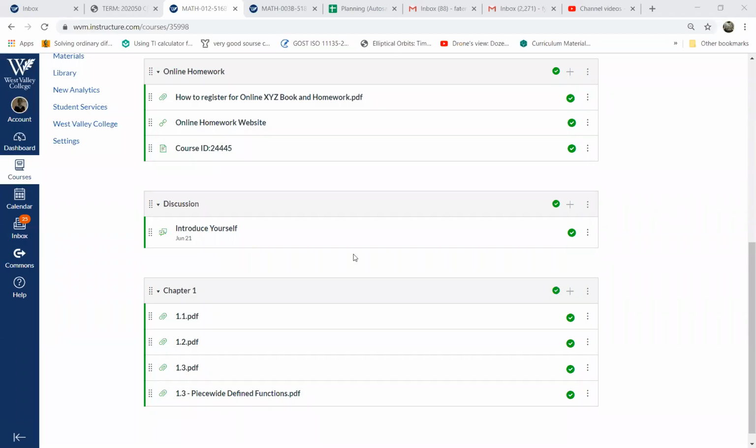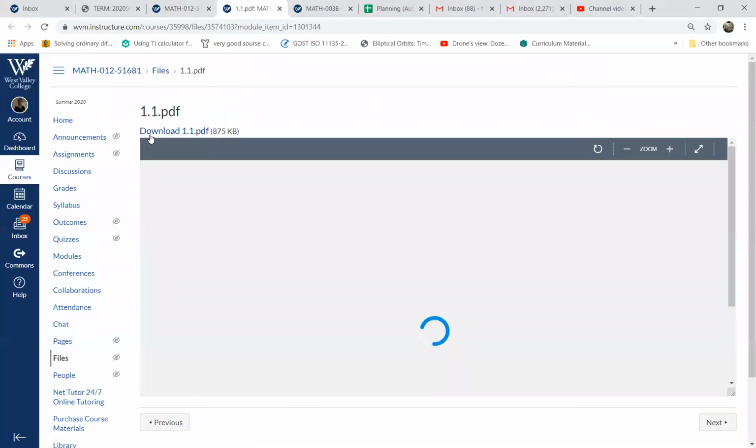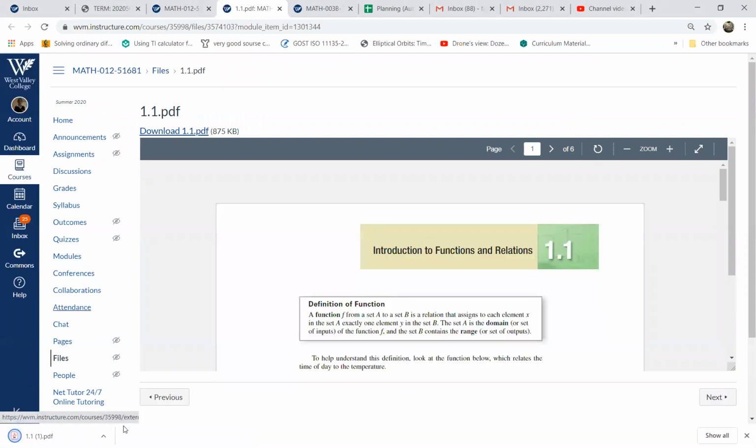Welcome to Math 12, the very first page of our Canvas, Chapter 1, 1.1. Let's click on that. Let's download the file. These are PDF files. You can download them. You can also print out these files.